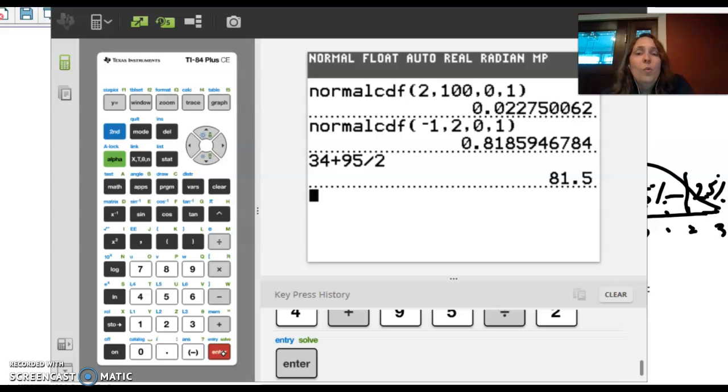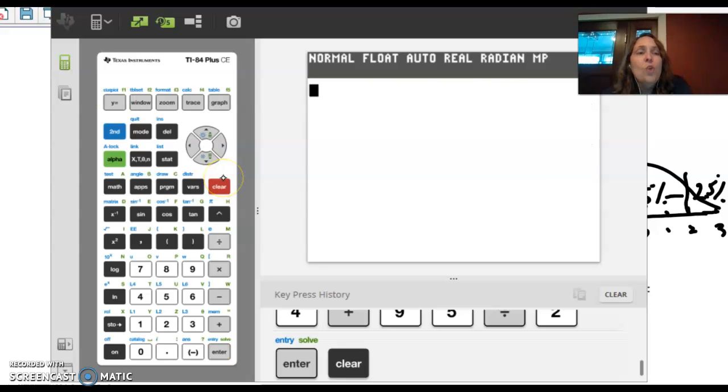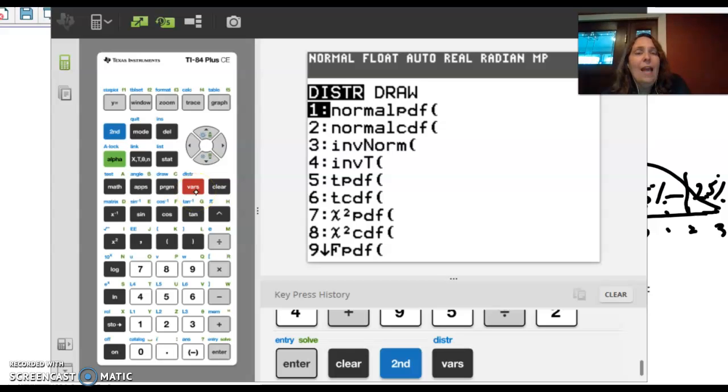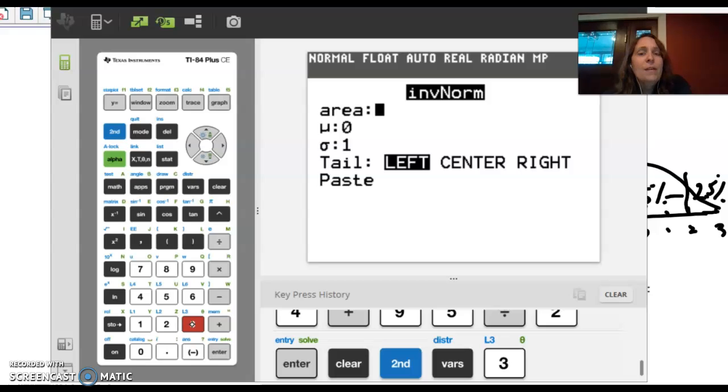Last but not least, what if you want to go in the opposite direction? What if you know the area to the left of a boundary and you want to find the boundary itself? Go to 2nd VARS. We're doing the opposite in math, which means we're using the inverse function. So go to invNorm. Now on my particular screen, it shows left, center, and right as options. I'm going to teach it with left because that's what all calculators can do. If you really want to customize yours to center or right, go for it. But I'm always going to go to left. And by the way, if you're ever using the inverse t function, you would also have to focus on left.